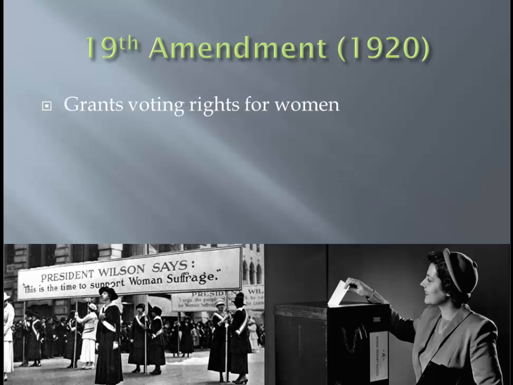Okay? 19th Amendment, finally. Women have been fighting for the right to vote for a very long time. In 1920, our federal government said we're going to add an amendment that says all women can vote. So the 19th Amendment is voting rights for all women.